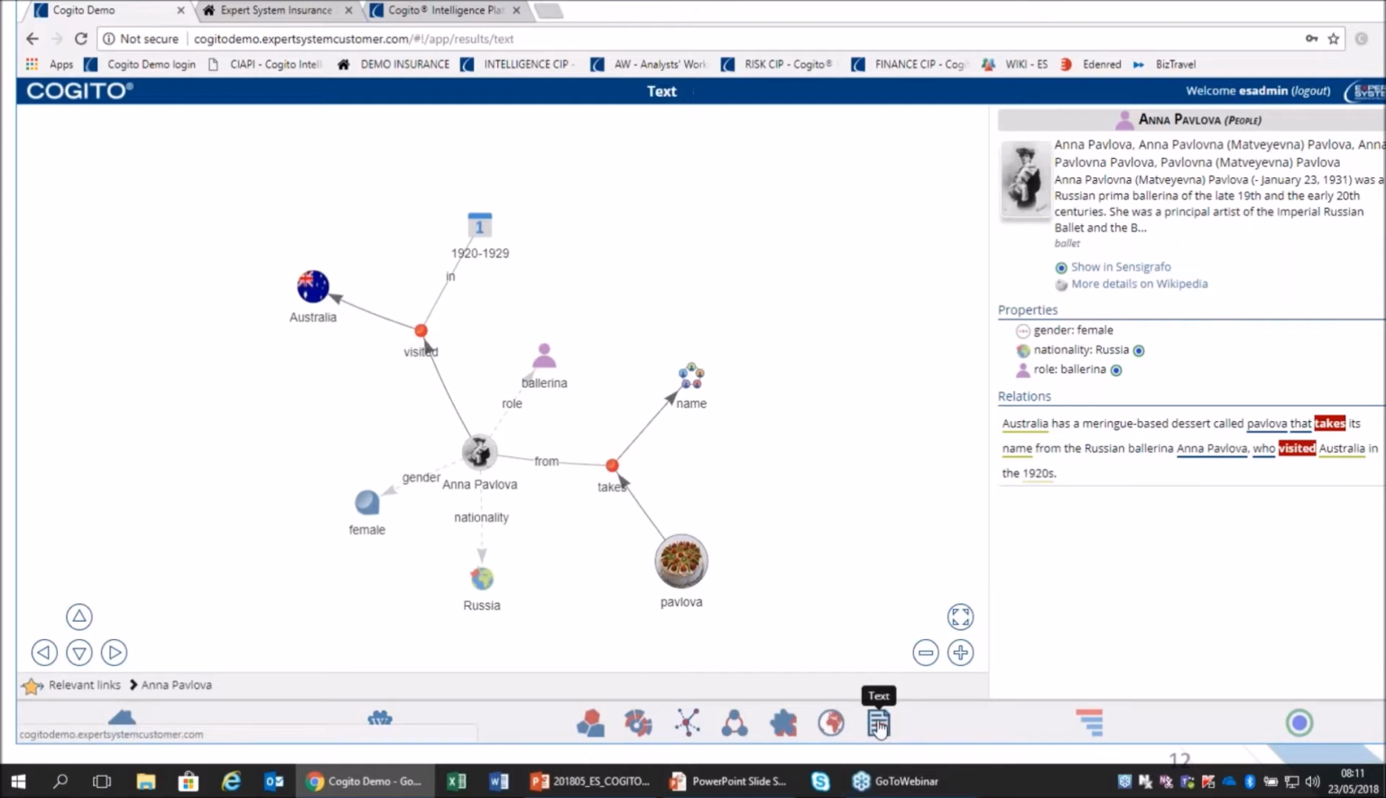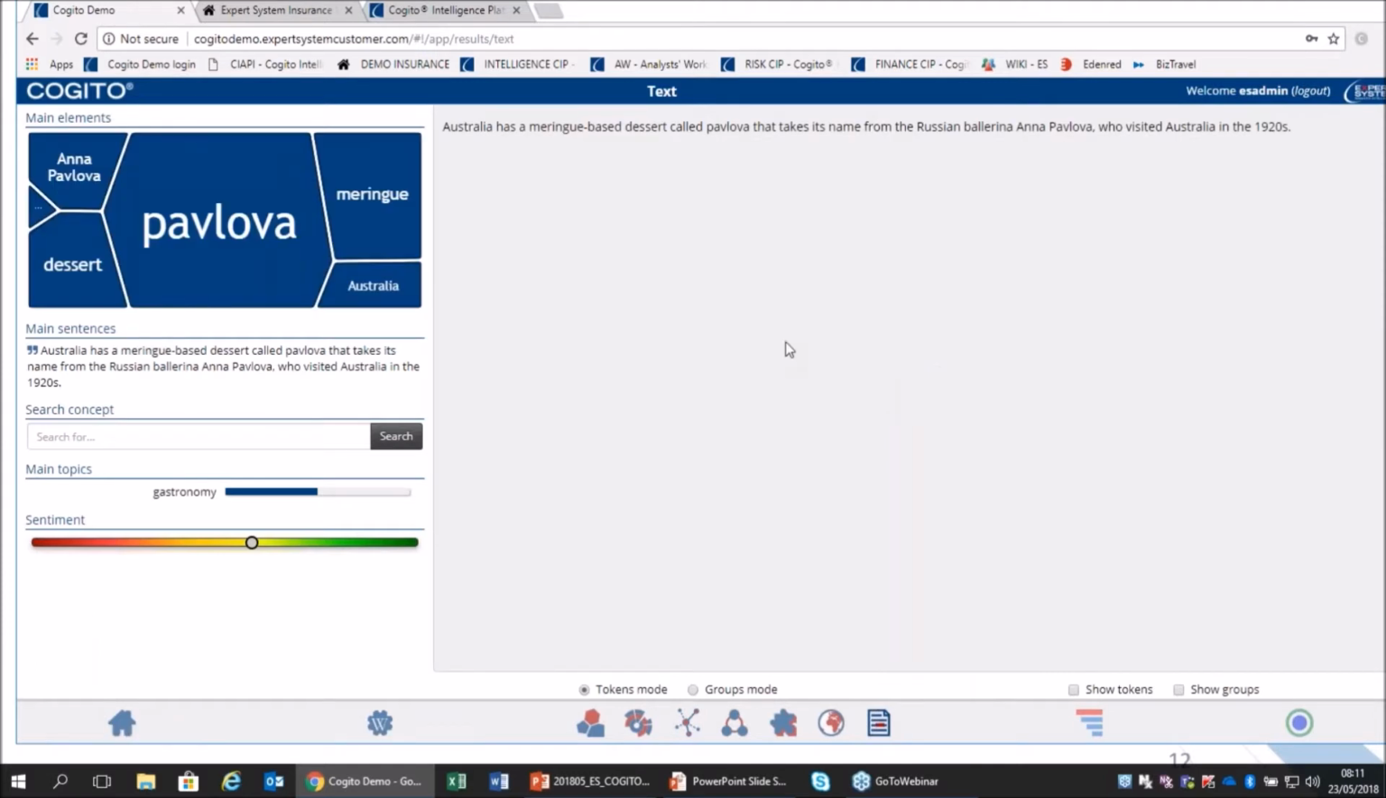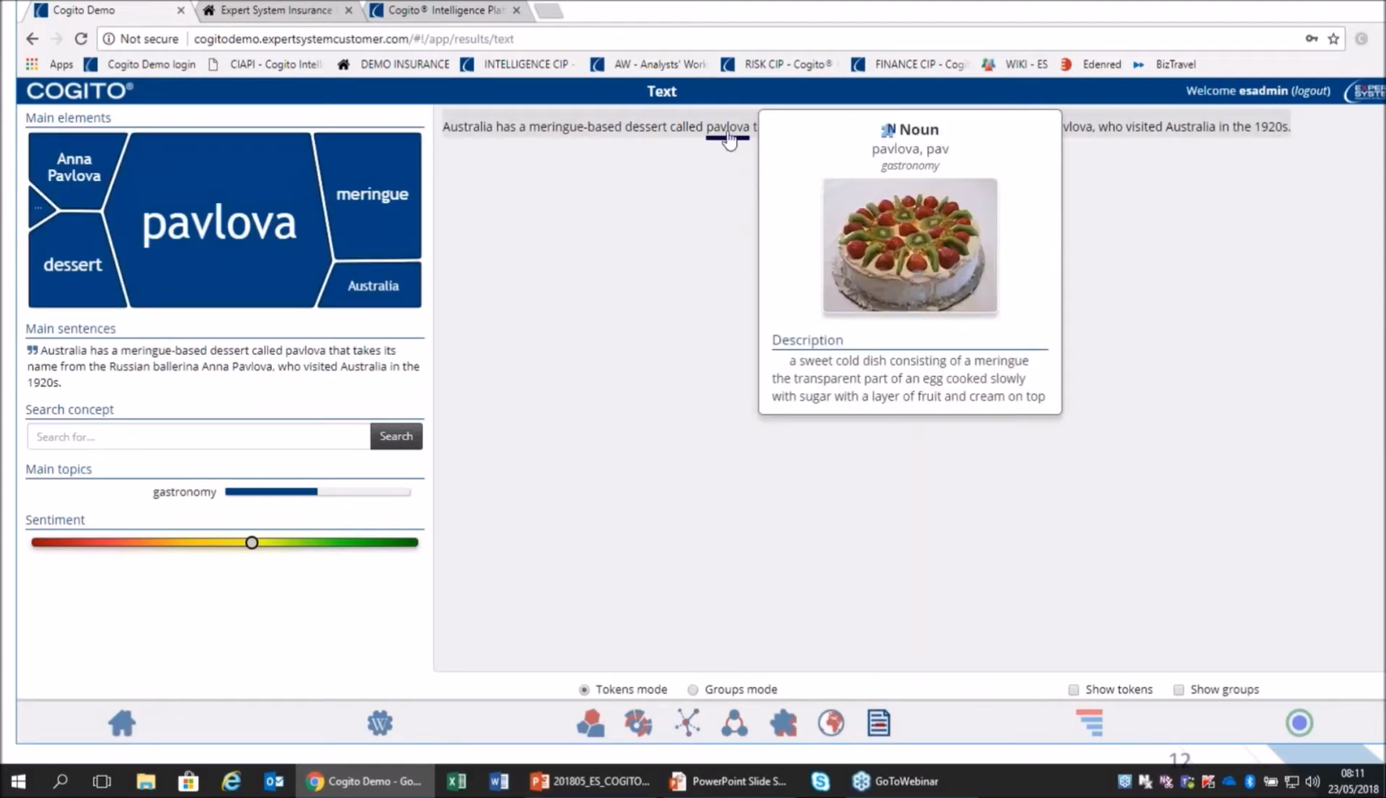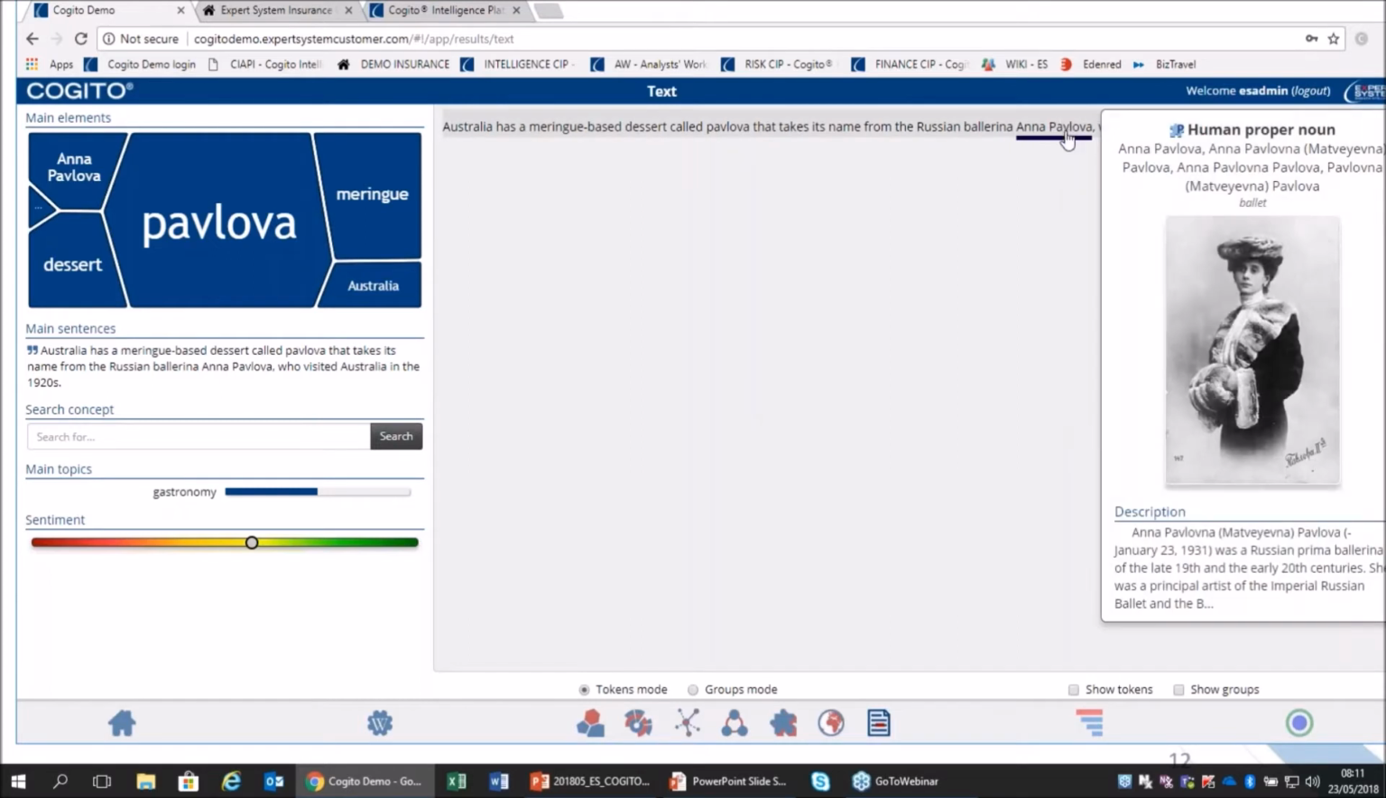In fact, if we analyze our text, we can see that Cogito is able to recognize that here Pavlova refers to the dessert, a sweet cold dish consisting of meringue, and in this case refers to the Russian ballerina. So the standard technology based on statistics or keywords cannot distinguish between the different meanings of Pavlova.